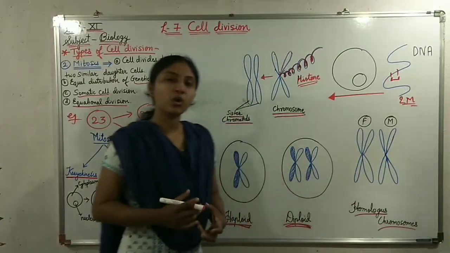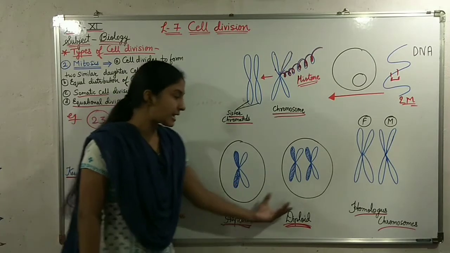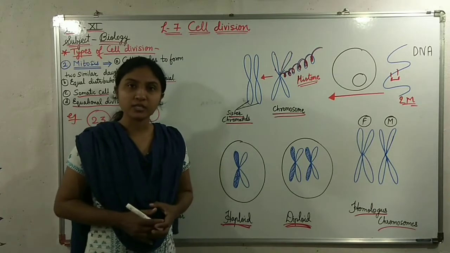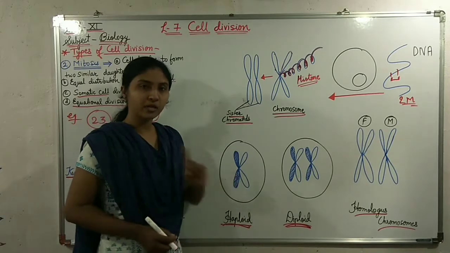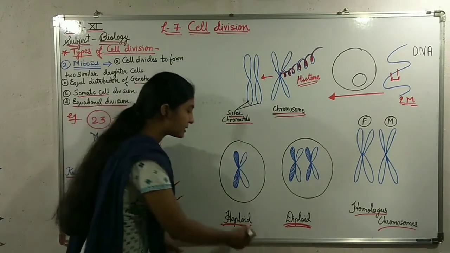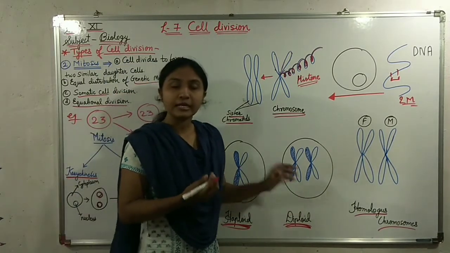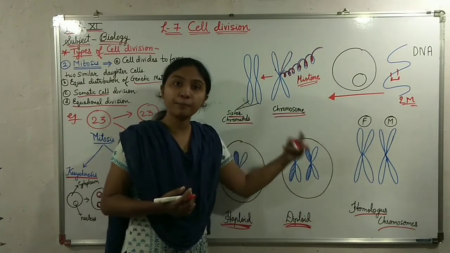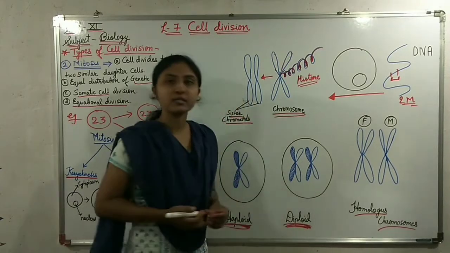Now, we will look at some other terms, that is haploid cells and diploid cells. What are haploid and diploid cells? If a cell has a type of chromosome in a single copy, that type of cell is called a haploid cell. And if a cell has a type of chromosome in two copies, or in a pair, that type of cell is called a diploid cell.